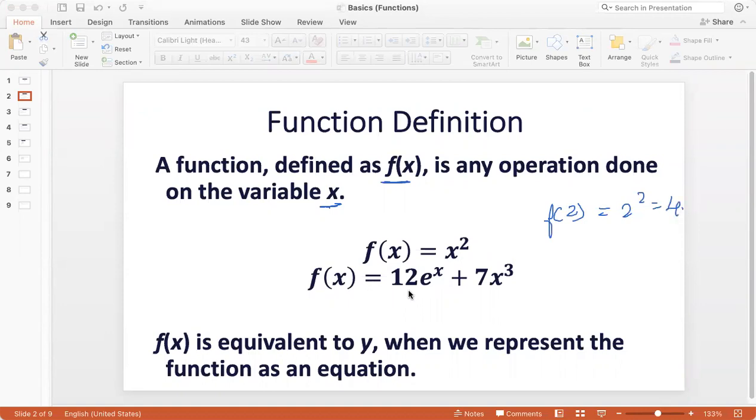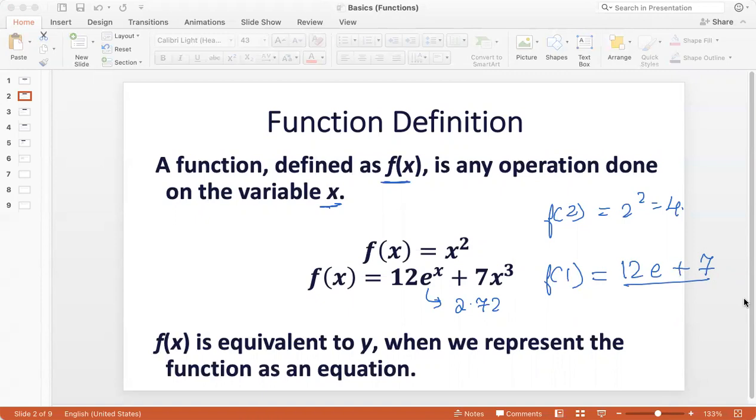f of x could be 12e to the power x, where e is the constant 2.72, known as Euler's number, plus 7x cubed. So here, if I enter 1 in this function, I get 12e plus 7. This is the value of the function at x equal to 1. So any operation done on a variable is what a function is.